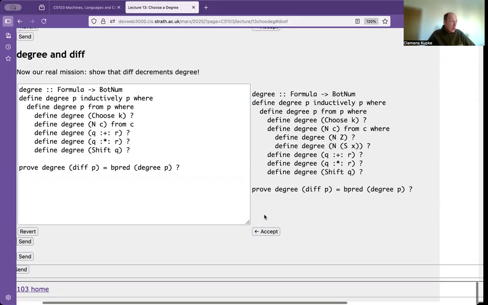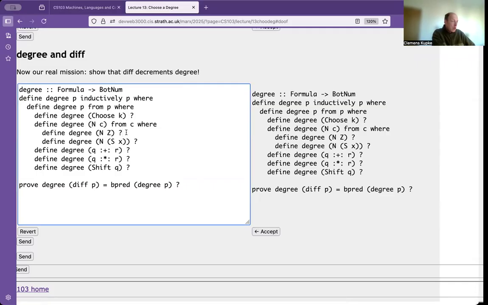So let's fill in the boring bits. The degree of zero is minus infinity. The degree of a positive constant is the number zero. And then the degree of Q plus R is the max of degree Q, degree R. And the degree of Q times R is degree Q plus degree R. Story so far.